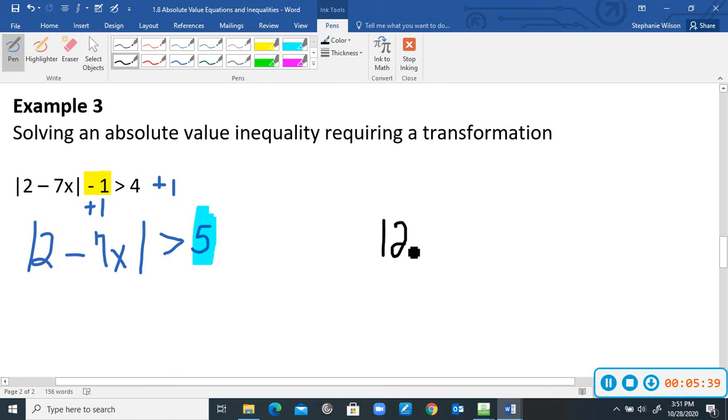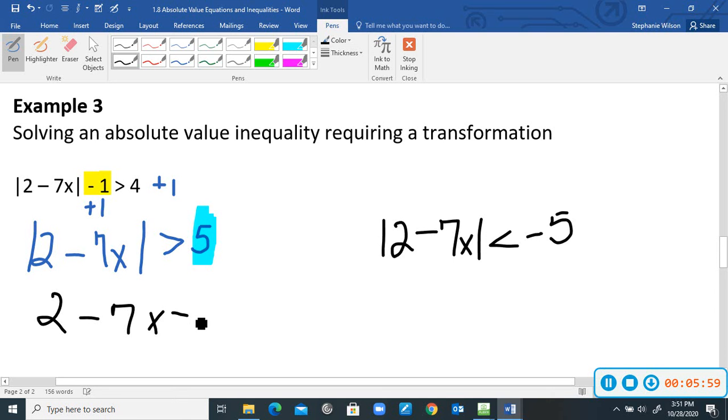So what does that mean? It means that I'm going to have to flip the inequality sign and put the negative on the 5. Anytime you push a negative value through an inequality, it flips. And then we're going to drop the absolute value signs, and we're going to solve.